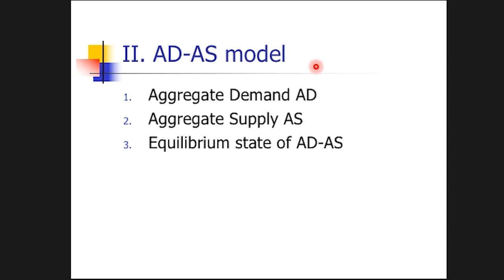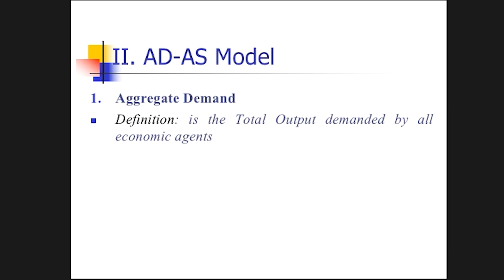So in macroeconomics, we have aggregate demand and aggregate supply. Firstly, aggregate demand is the total output demanded by all economic agents. And because we have 4 economic agents, consumers, firms, government, and the foreign sector, we also have the 4 determinants of AD, aggregate demand.